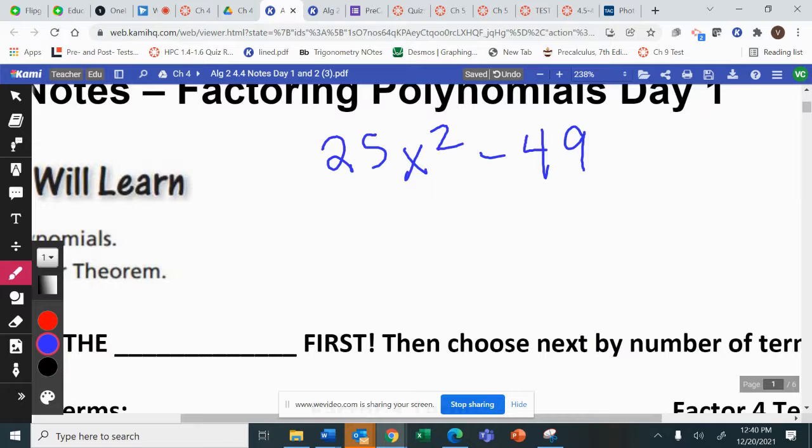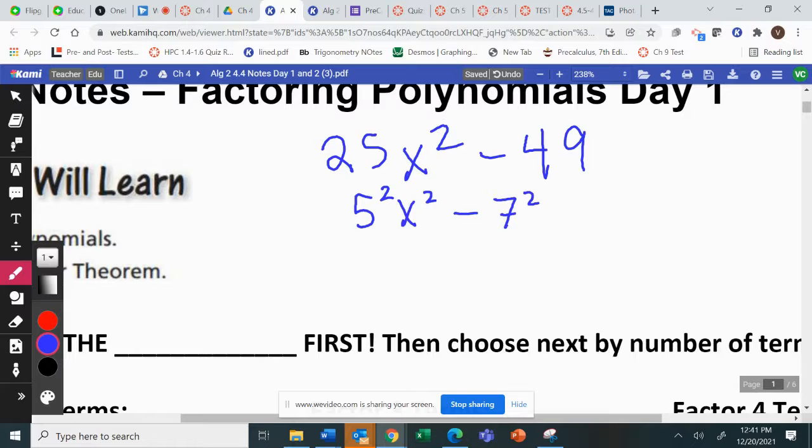When there's two terms, you have to say, is it subtraction? Yes. Is it difference of squares? So 25, is that something squared? Yes, it's 5 squared. X squared minus 7 squared. So do we have a subtraction of all perfect squares?